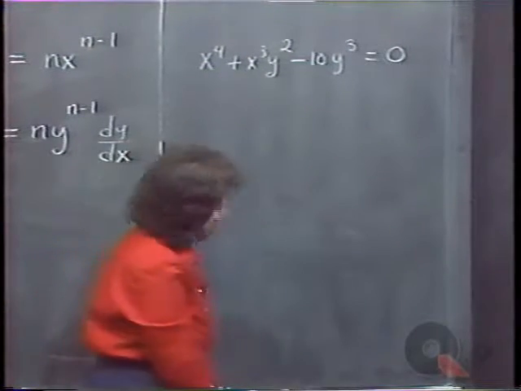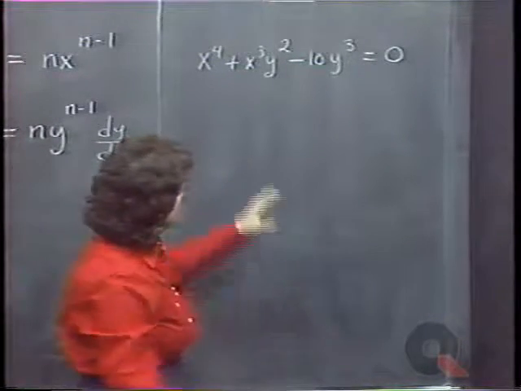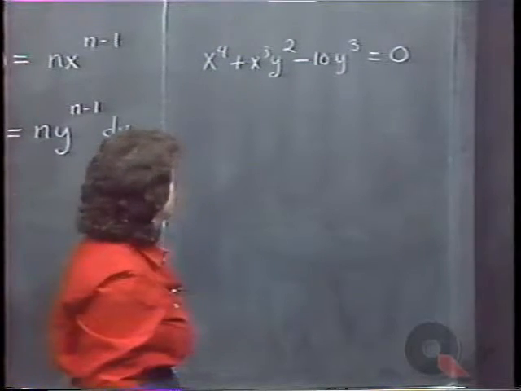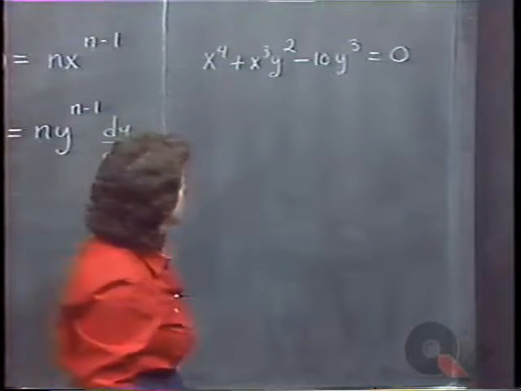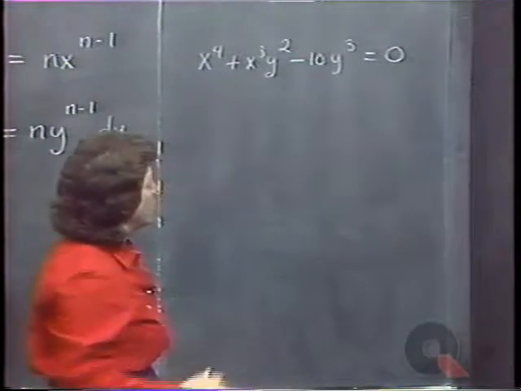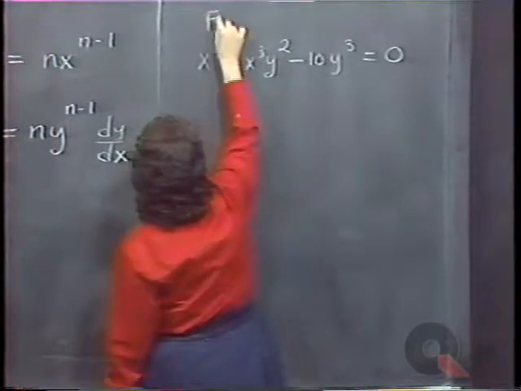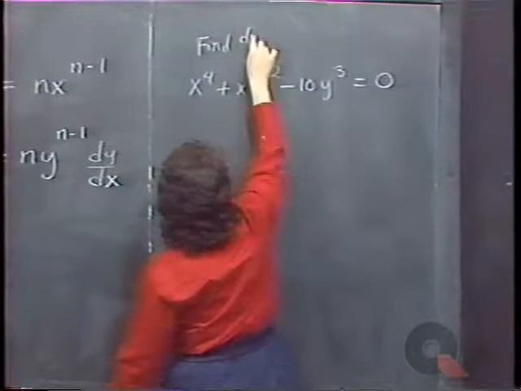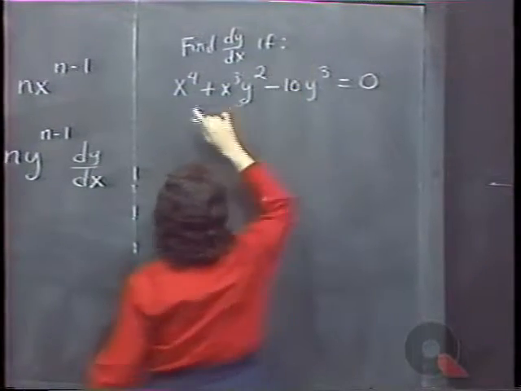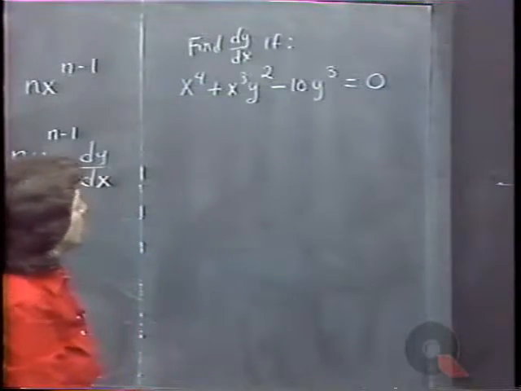Now let us assume that this equation defines y implicitly as a function of x. We do not want to first solve for y in terms of x, and in fact we wouldn't be able to do that directly. Yet we want to find dy dx. So we're going to be using implicit differentiation. Remember, our problem here is to find dy dx if y is defined by this equation here.